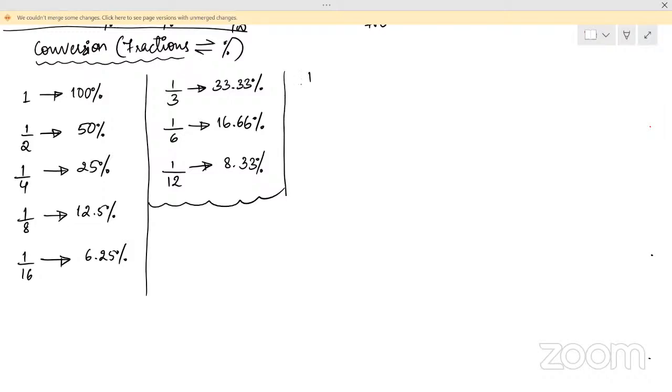Now we'll learn 1/5. What is 1/5? 20%. Half of 1/5 is 1 by 10. Half of 20 is 10%. Very good. What is 1/10? Half of this is 1/20, which is 5%. Good. Now this is my 1/5 family.